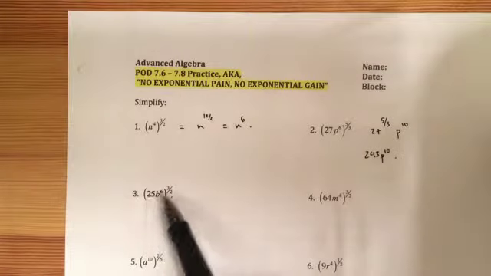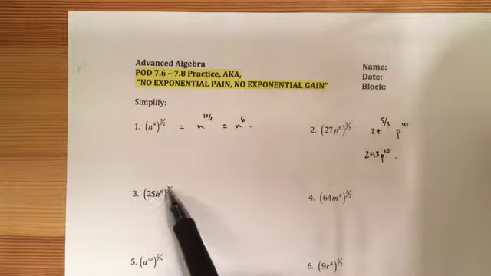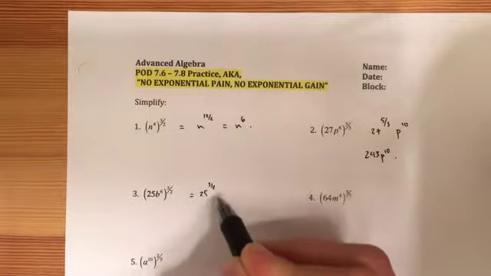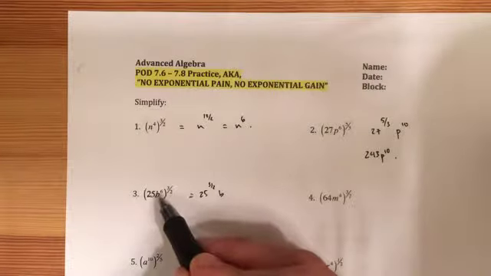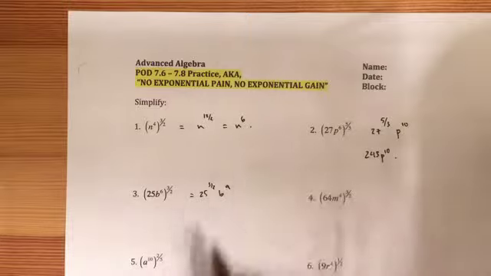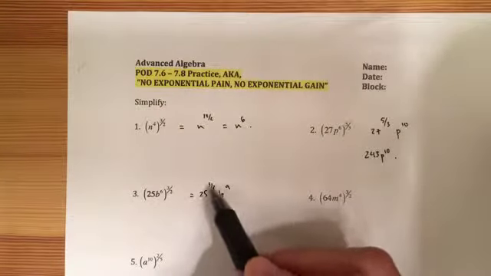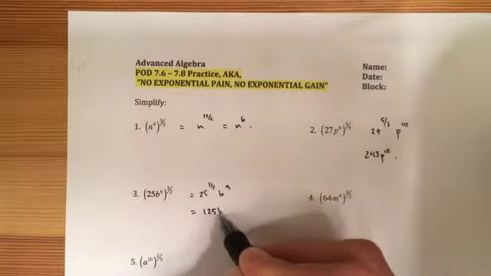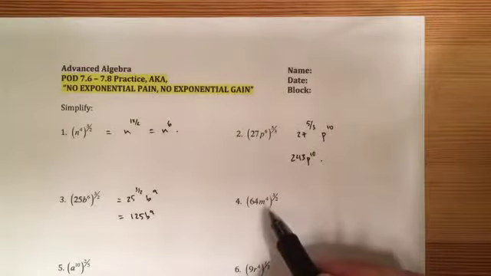Over here, 25 to the 3/2 and b to the 6 to the 3/2 should be 25 to the 3/2 times b to the 9th, because that's going to be 18 divided by 2. That's the square root of 25 cubed, which is 5 cubed, or 125 b to the 9th.